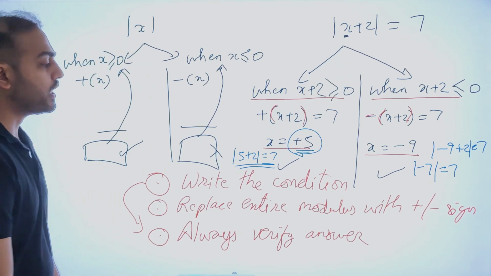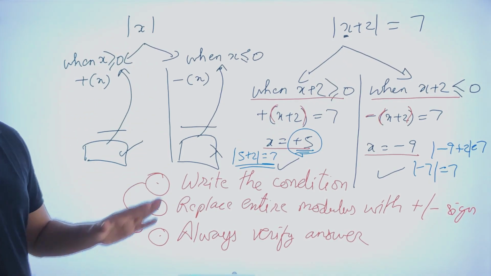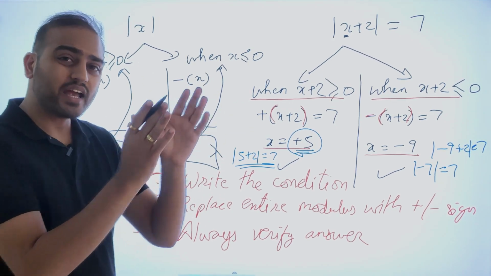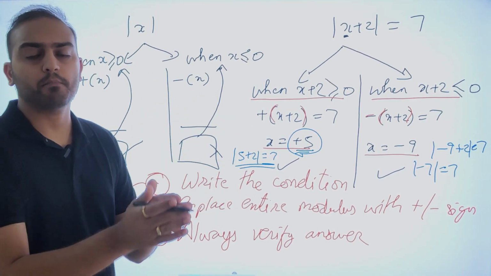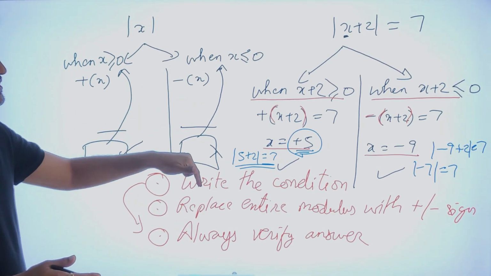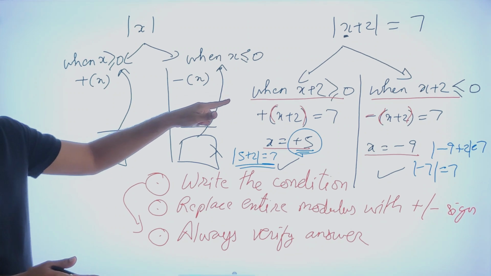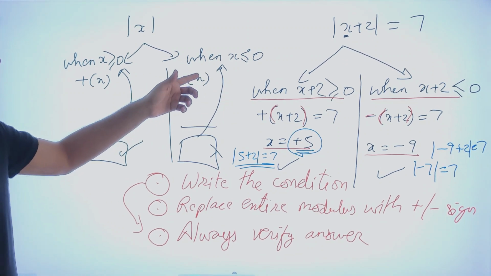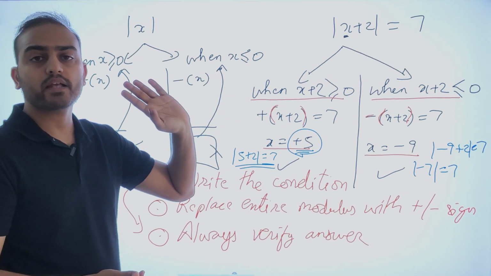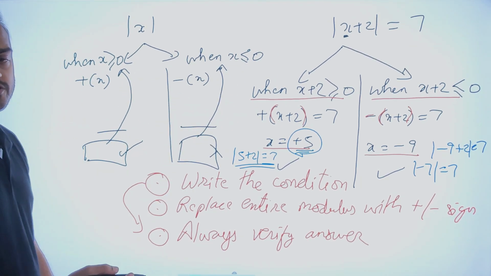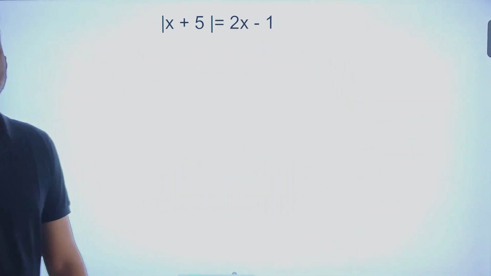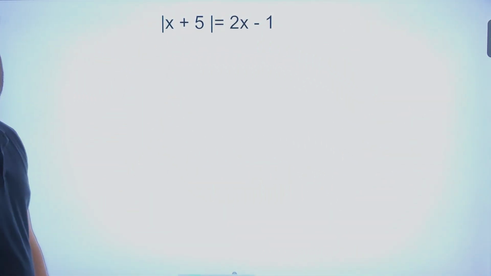I hope you understand method number 1. What do we do? We break the modulus into two parts, replace the entire modulus with a plus sign and minus sign, and solve the question. If you have written the condition, then just see whether your answer is satisfying the condition or not. If you have not written the condition, then simply plug the value back in the original question and verify your answer. If you understand this, then I would request you to try this question.